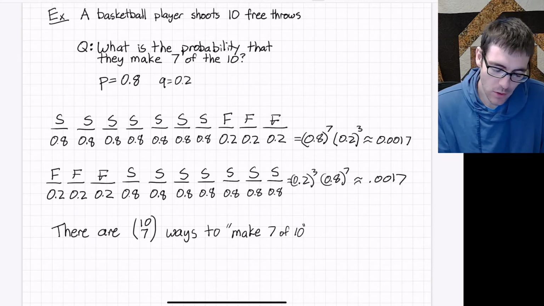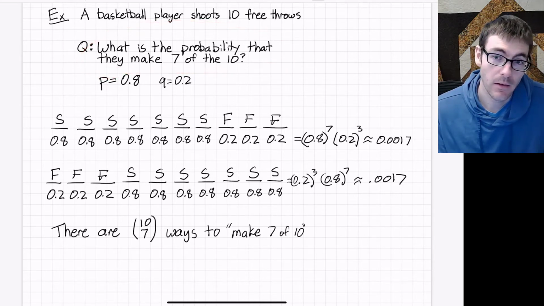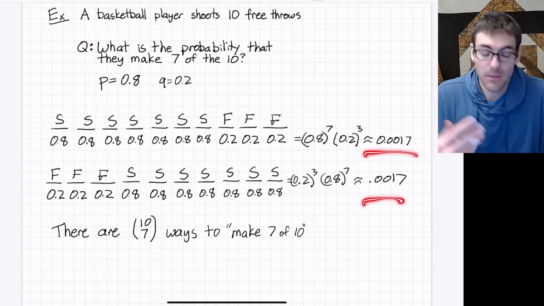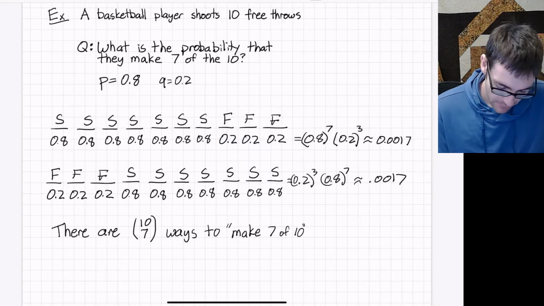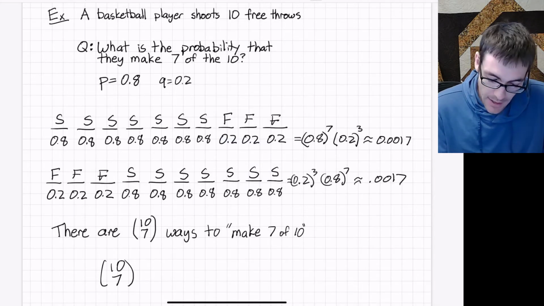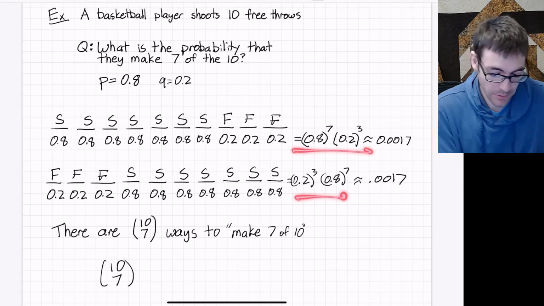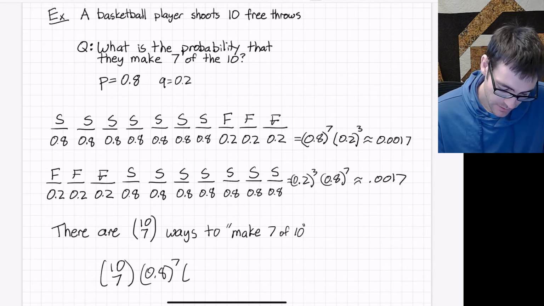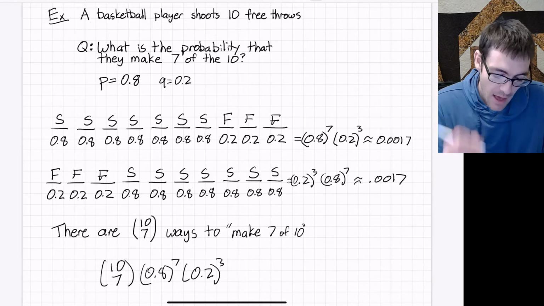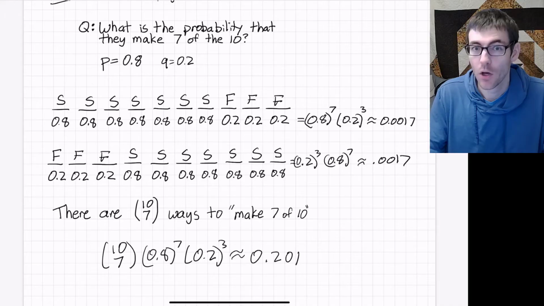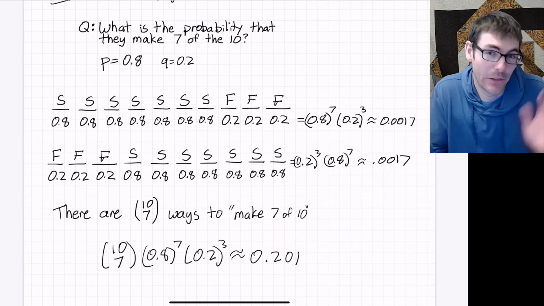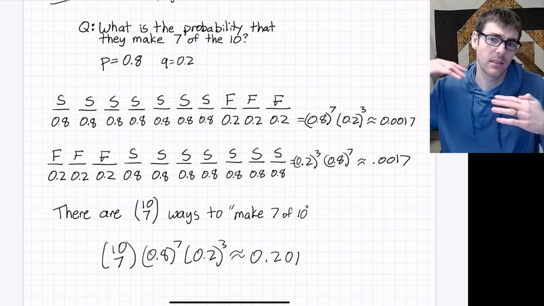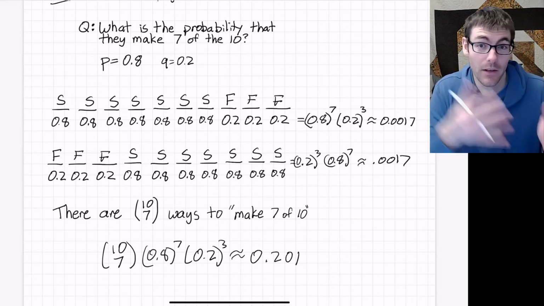So if what we're after is the probability of making 7 of 10, we want to add up the probabilities of each of these possible outcomes. Well, that just amounts to multiplying 10 choose 7 times each of these things, because each of these are the same, and we get 10 choose 7 times 0.8 to the 7 times 0.2 cubed. And this thing is our answer, which, by the way, ends up being about 0.2. So 20% of the time, when this basketball player takes 10 free throws, they will make 7 of those 10.